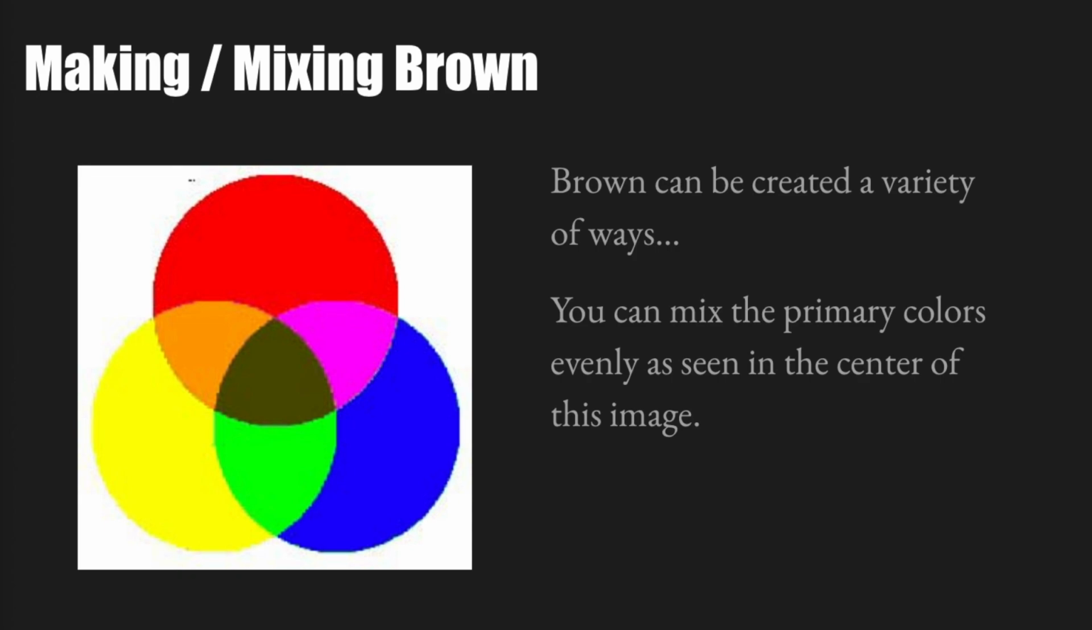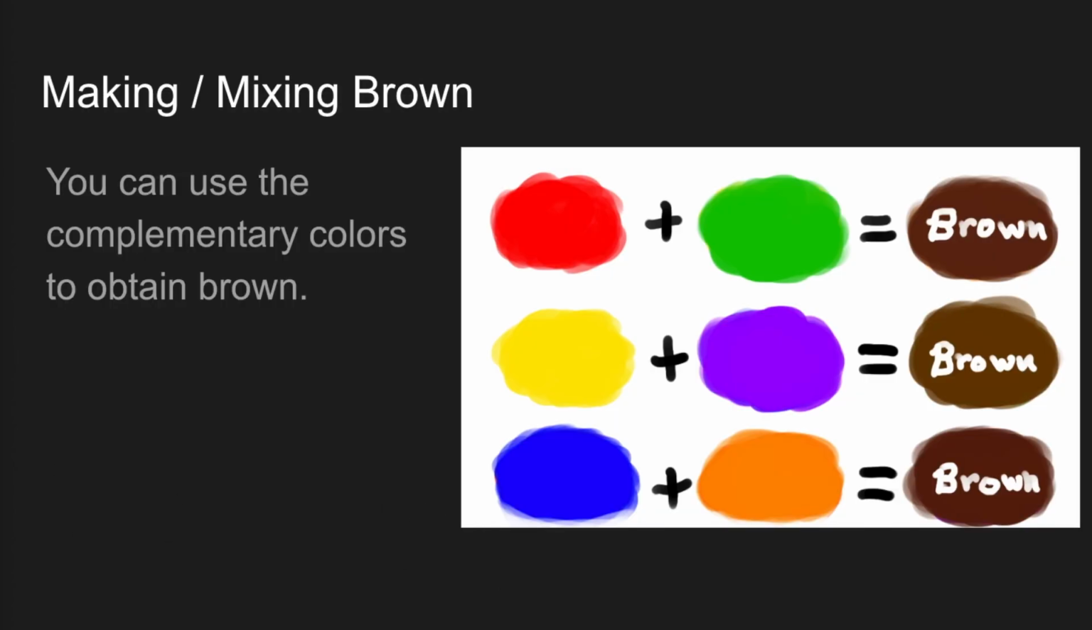So making and mixing brown. Brown can be created a variety of different ways. You can mix the primary colors together equally, as you guys can see in the center of this image, or you can use the complementary colors to obtain brown. So doing a red and green together makes a version of brown. Similarly, a yellow and purple make a brown, and lastly, a blue and orange would make a brown.